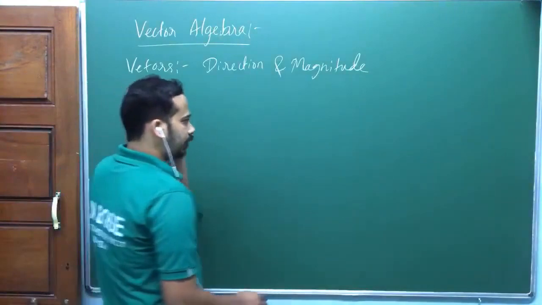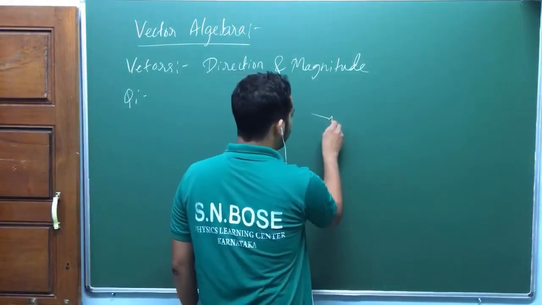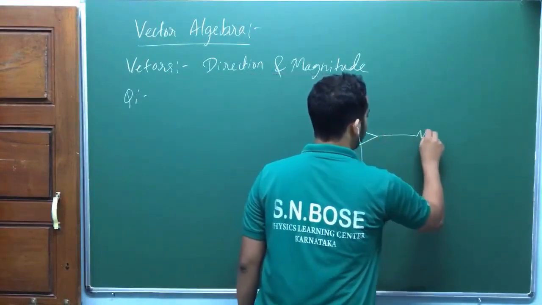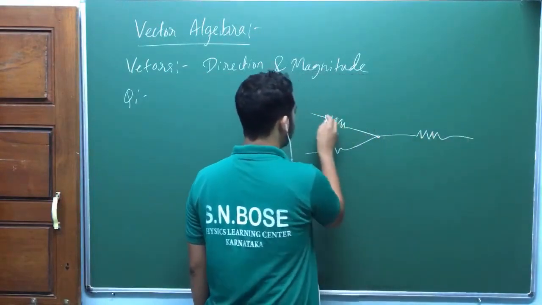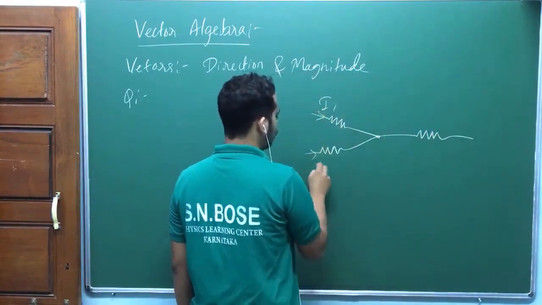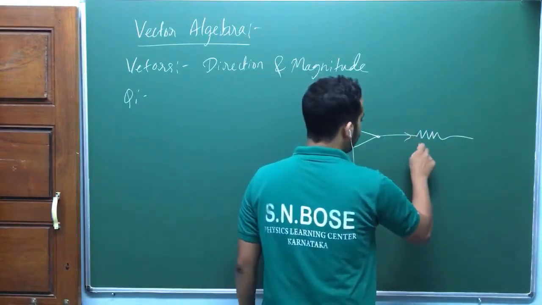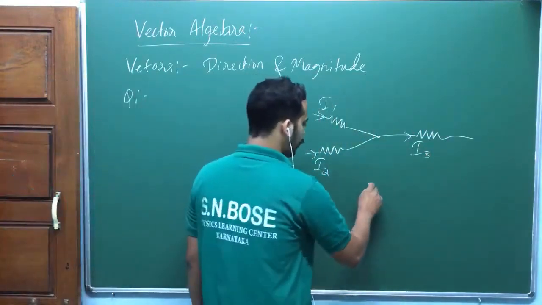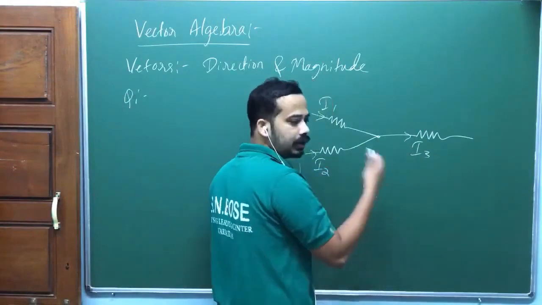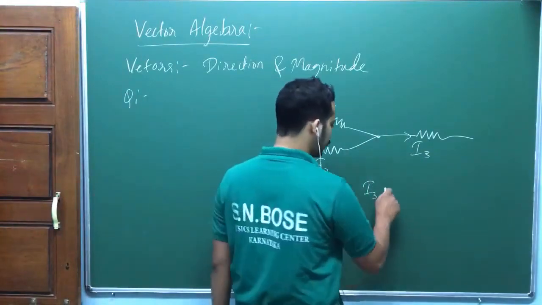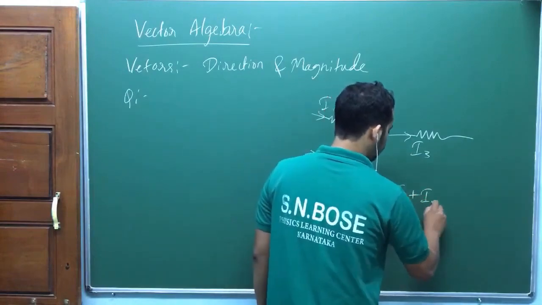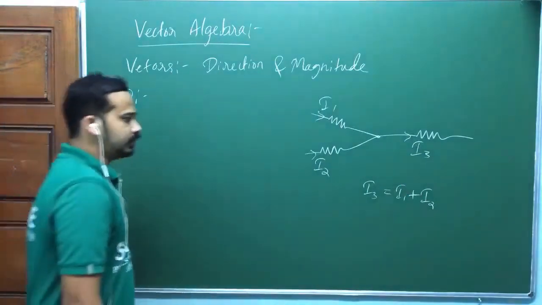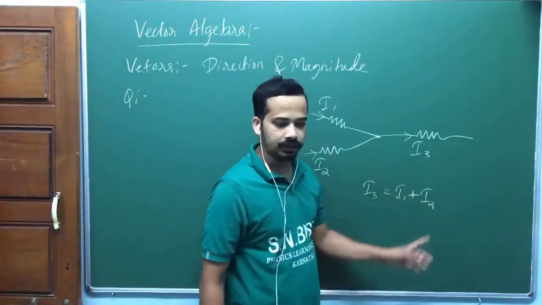Now we shall take one idea here. Suppose you have currents I1 and I2 here, and you have a resultant current here. It is a node. This is current I1, this is current I2, and let me take this one as I3. In the case of current, how do you write I3? We call it Kirchhoff's current law. I3 is equal to I1 plus I2, isn't it? This is how you write. So this is the law of addition of current.